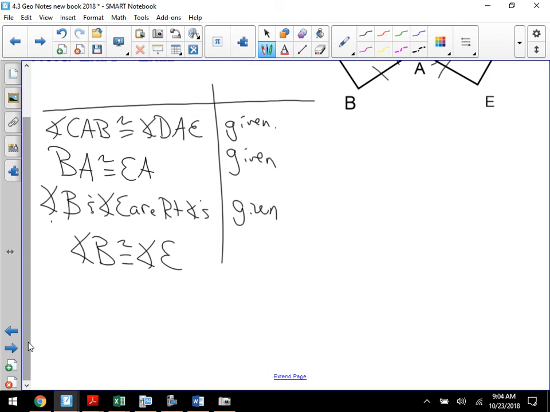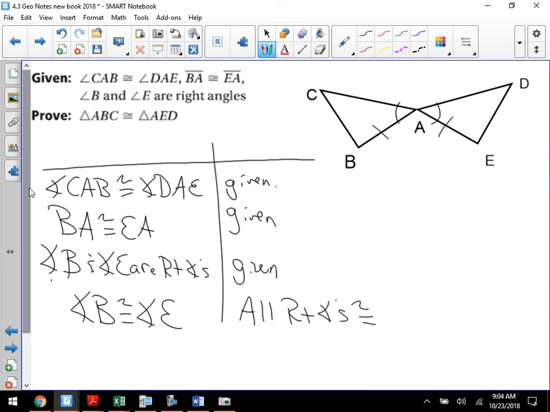And the reason being, all right angles are congruent. It says so right there on your sheet. Which means, what do I have to put in my diagram? What's the symbol for right angles? That little square box, right? At angle B.